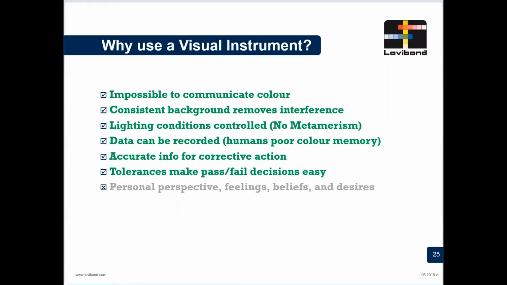Okay, there are some things to think about as well when we're using a visual instrument. Sometimes the operator, their personal perspective, their feelings, their desires: is their mind on the job? How am I feeling today? Am I thinking about the weekend, what I'm doing at the weekend?